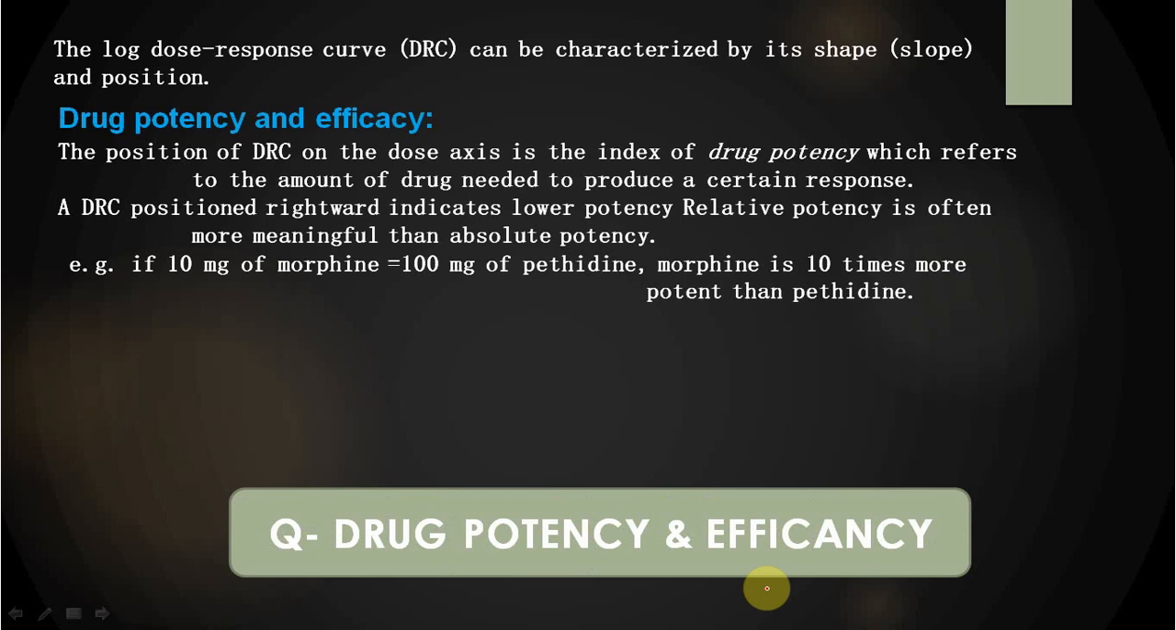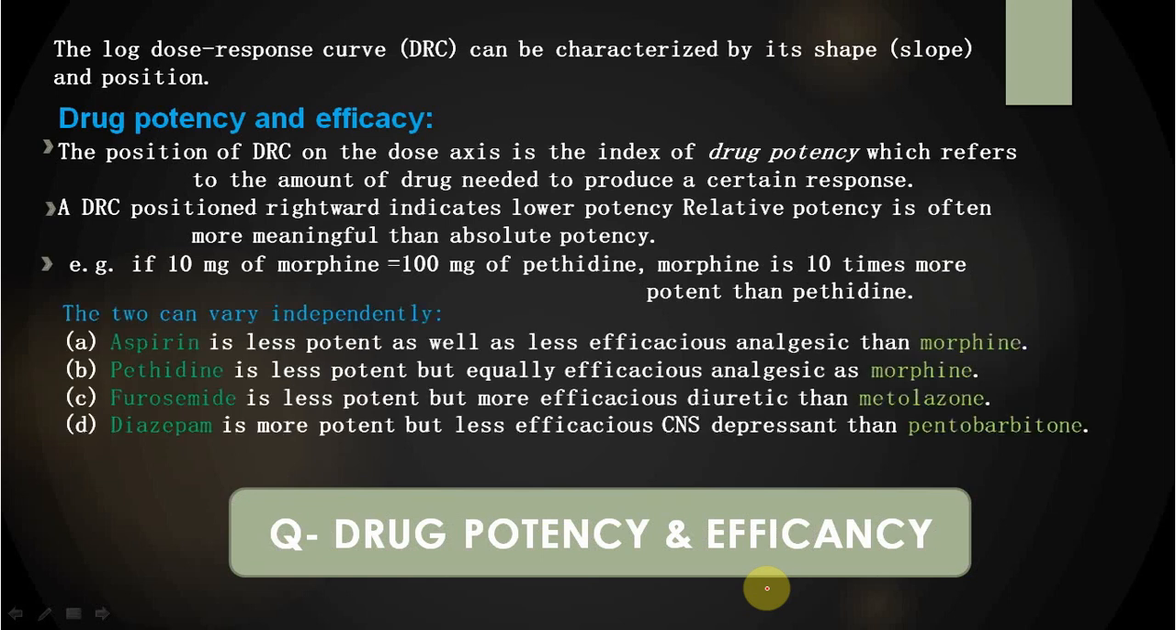For example, if 10 mg of morphine is equal to 100 mg of pethidine, it means that morphine is 10 times more potent than pethidine. The upper limit of the dose response curve is the index of drug efficacy. It means the maximum response that can be elicited by the drug. For example, morphine produces a degree of analgesia not obtained with any dose of aspirin. It means that morphine is more efficacious than aspirin.